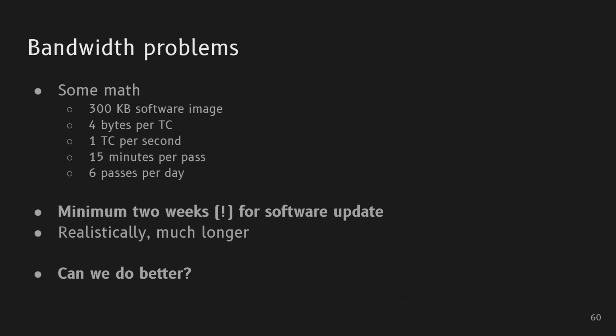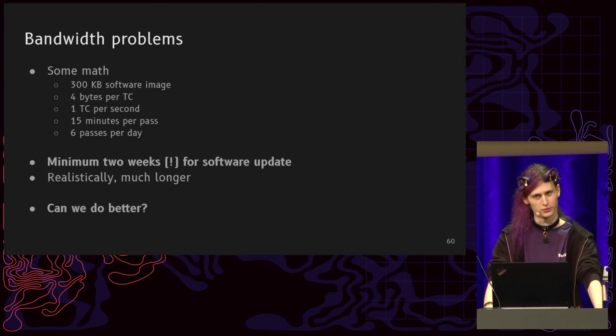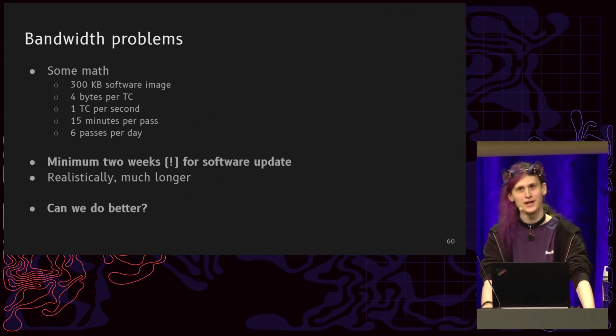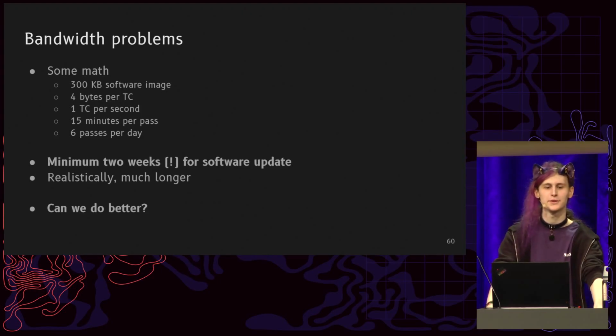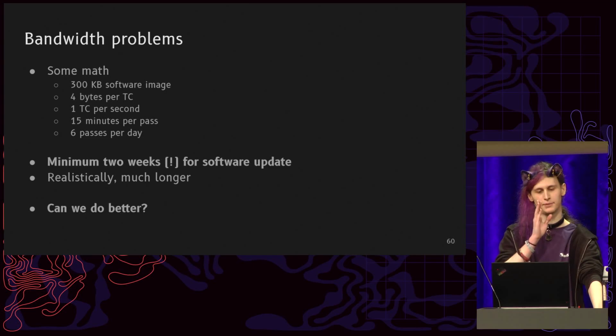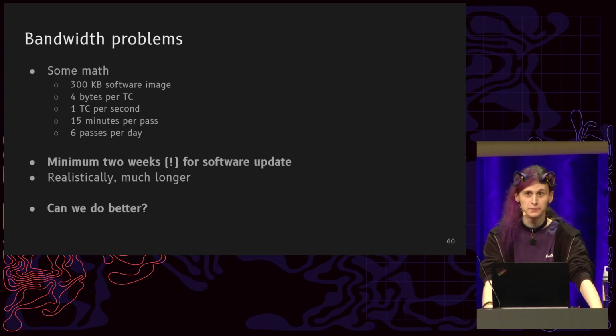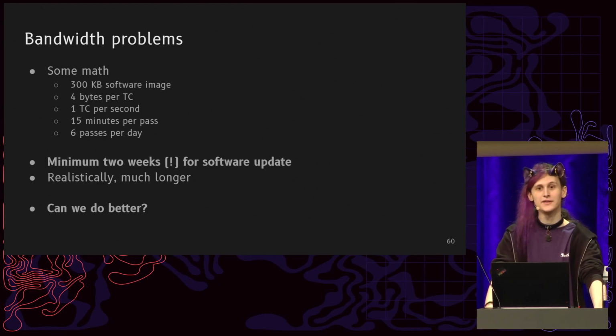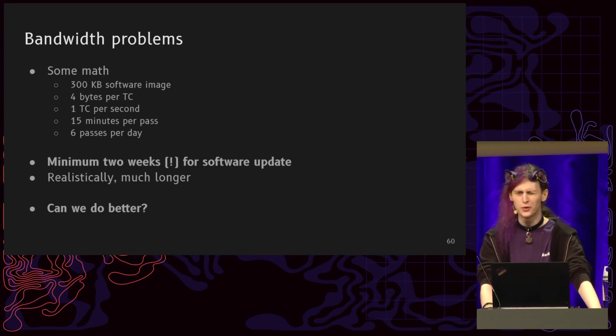The problem you run into is one of bandwidth. So a software image, let's do some math, is 300 kilobytes big. And unfortunately, you're limited to 4 bytes of payload per telecommand. That's a limitation in the COM system we can't change. There's also another limitation in the COM system that says we can only do 1 command per second, because it's intended you do 1 command per one of these gaps. We get 15 minutes per each pass of the satellite, and we get 6 passes a day. Very optimistically, we calculated at least 2 weeks for a software update, which is quite a lot. And realistically, it's going to be like 5 times as long, probably, because it doesn't go that way. And we might want to do more than 1 software update, too.